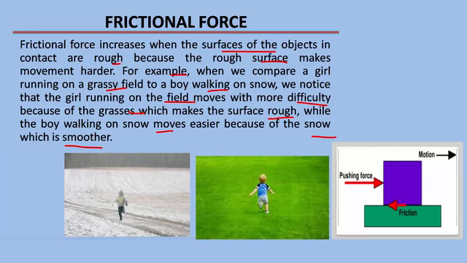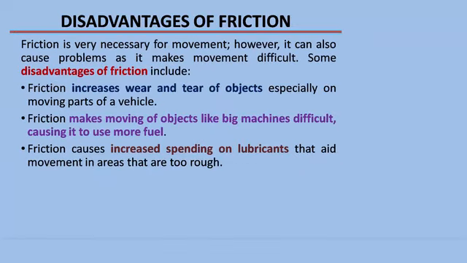Now, frictional force increases when the surfaces of the object in contact are rough. That is, movement is more difficult on rough surfaces than on smooth surfaces. So friction can be observed more on a rough surface than on a smooth surface. Friction is very necessary for movement and in other activities in our day-to-day lives. However, it can also cause problems as it makes movement difficult.